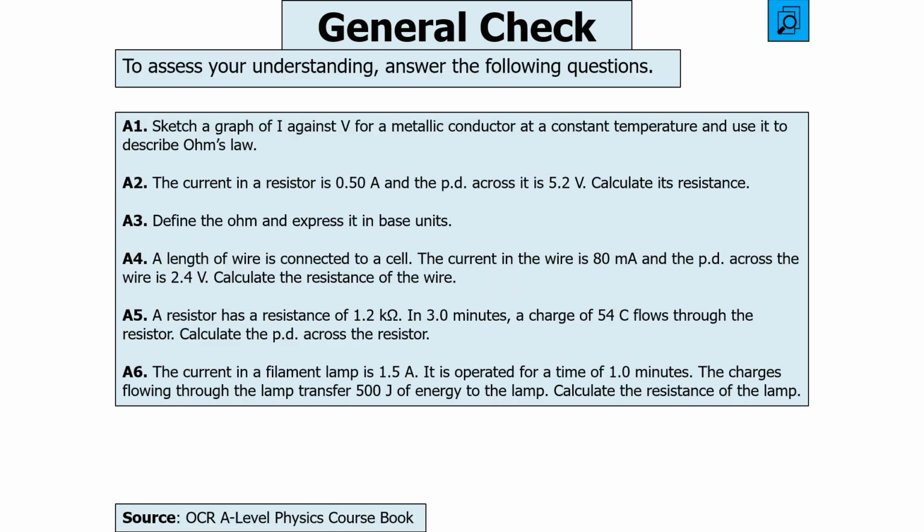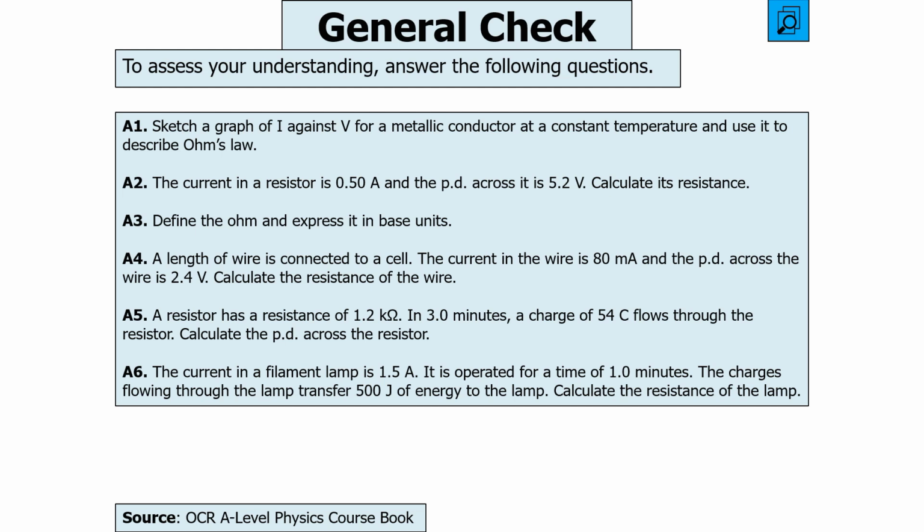The next question says, sketch a graph of I against V for a metallic conductor at a constant temperature and use it to describe Ohm's law. The current in a resistor is 0.50 amps and the PD across it is 5.2 volts. Calculate its resistance. Then define the ohm and express it in base units. Then a length of wire is connected to a cell. The current in the wire is 80 milliamps and the PD across the wire is 2.4 volts. Calculate the resistance of the wire.